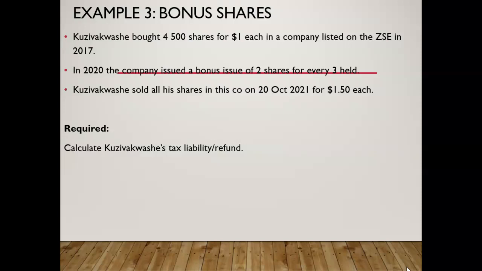Okay. So what is the new cost now? We are going to say the 3,000, our bonus shares, plus the shares that we had, which is 4,500. Now we have 7,500 shares. Then we divide $4,500 by that, and our new cost will be 60 cents. Okay, so our new cost is now 60 cents.